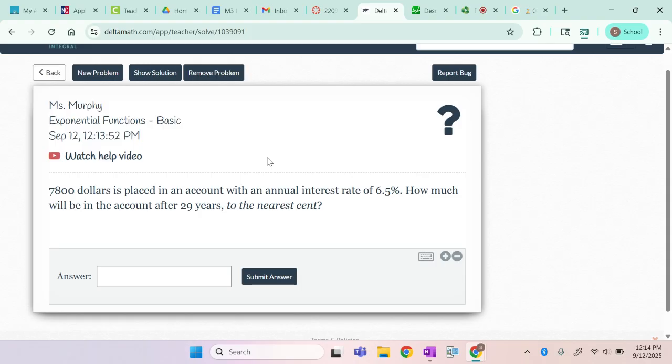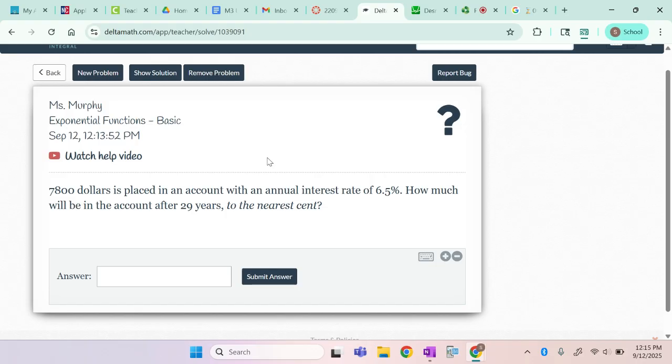So, based off this scenario, do you think we're going to use a growth or decay? Growth. Because think about it. If you put money in your bank account, it automatically has some sort of interest rate. It grows. You get more money out of this. All right. So we're using the growth function.